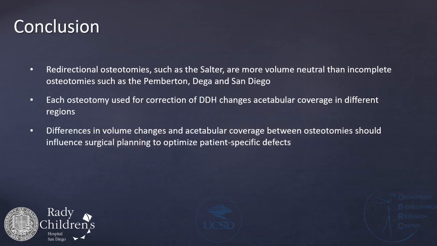In conclusion, we found that acetabular volume decreases found in the study support the conventional belief that redirectional osteotomies such as the Salter are more volume neutral than incomplete osteotomies such as the Pemberton, Dega, and San Diego. However, this study shows that even the Salter decreases acetabular volume. Additionally, the study demonstrated that each osteotomy used for correction of acetabular dysplasia uniquely changes acetabular coverage in different regions. Importantly, these differences in volume changes in acetabular coverage between osteotomies should influence surgical planning to optimize patient-specific defects.